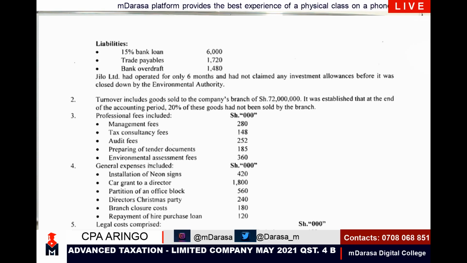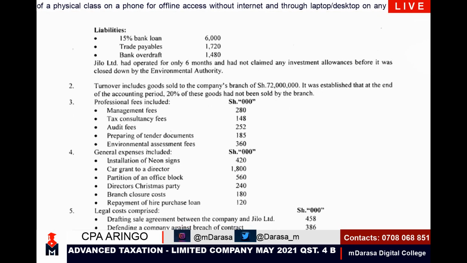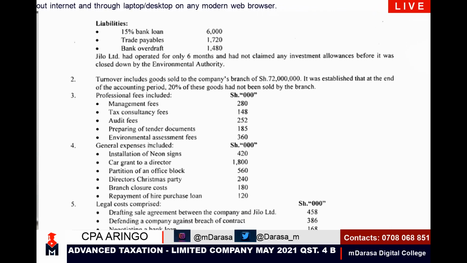Note 4, we are told general expenses included: number 1, installation of neon sign. Remember we mentioned that this is a capital item. Being a capital item, it will also qualify for capital allowance, by the way, which is category B, class 4, at the rate of 10%. Car grant to a director, that one is of course non-allowable expense. Partition of an office block, this is an item of capital expenditure qualifying for capital allowance, class B, at the rate of 10%, which is class 4.